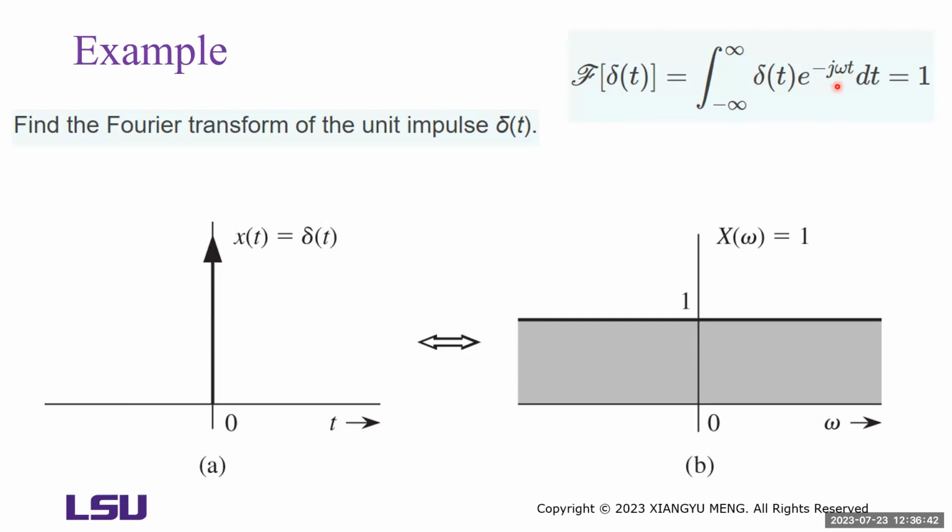Therefore, we can use the sampling property of the unit impulse function. When t is 0, the exponential of 0 is 1. The figure B shows the Fourier spectrum of the unit impulse function. Therefore, we know the Fourier transform of the unit impulse function is just 1. It means the function is 1 across all frequencies with phase 0.